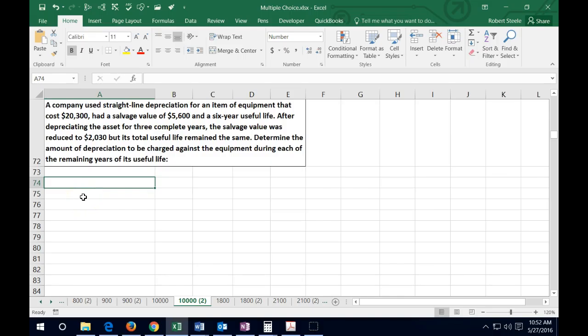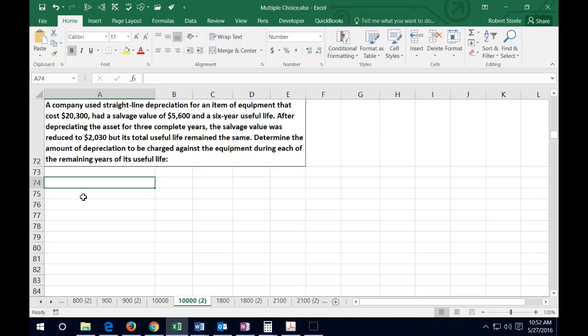Hello, in this lecture we're going to work some shorter test type problems that could be short enough to fit within a multiple choice question. What we have here is a company used straight line depreciation for an item of equipment that cost $20,300, had a salvage value of $5,600, and 6-year useful life.